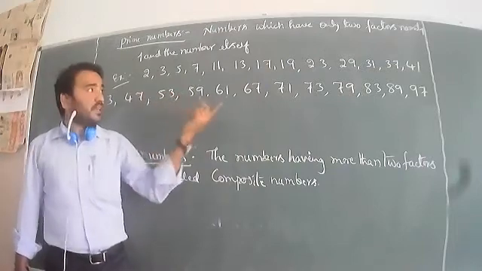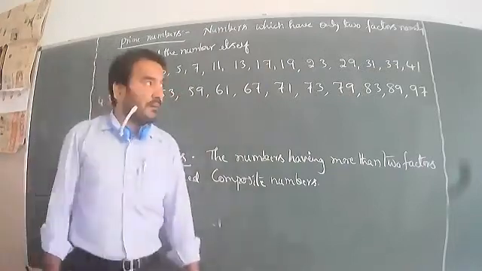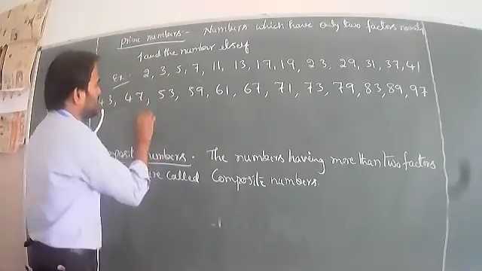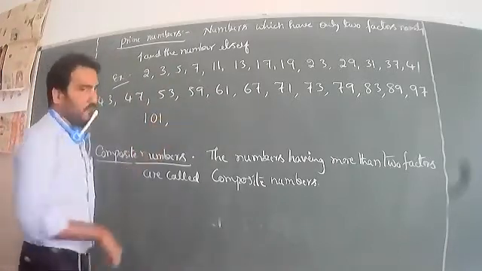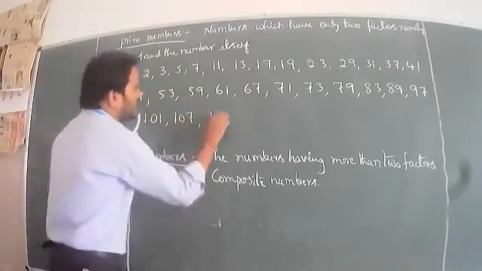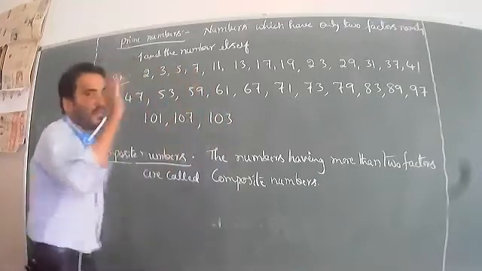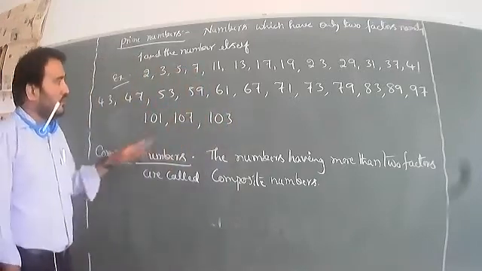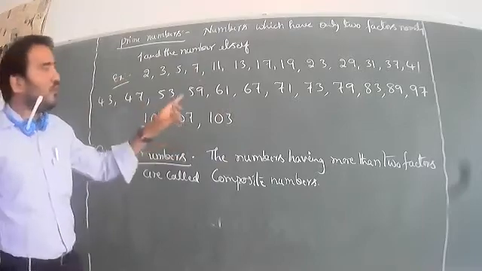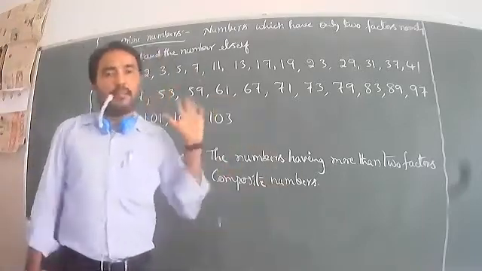Okay, so already introduced in the first standard, these are the prime numbers. Now 101 is a prime number, 107 is a prime number, 103 is also a prime number. So these are the prime numbers.